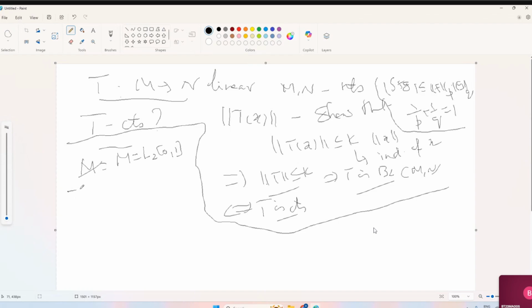Define a map T of f(x) equal to the integral from 0 to 1 of x f(x). Is it bounded? Will it exist? f is in L2, okay? So you have p equal to 2. So what is q, the conjugate? 2, right? Half plus half is 1.